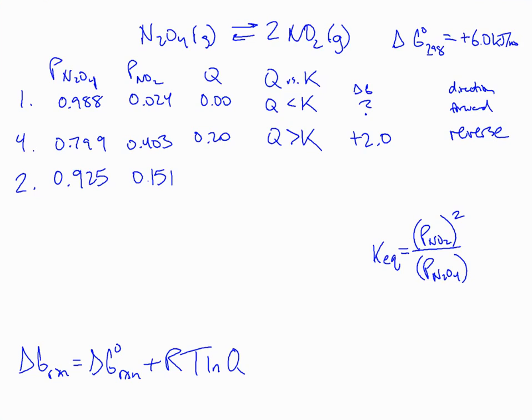I'm not going to write it down. It's pressure, so it has to have parentheses. And in fact, to make this a little more accurate, I should call this Kp. Kp equals parentheses PNO2 squared divided by parentheses PN2O4. And to find Q, we're just plugging in the numbers that we have. So 0.151 squared on top and 0.925 on bottom.